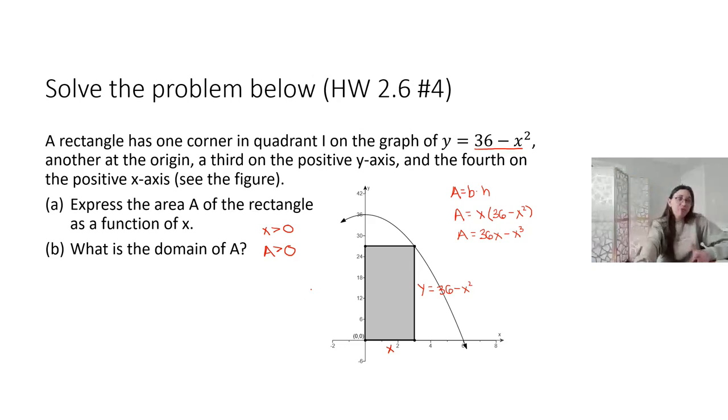So we're looking for a domain here. We're looking for our restrictions on x. We know one restriction on x is that it has to be greater than 0. And then if A has to be greater than 0, that also means that 36x minus x cubed has to be greater than 0.